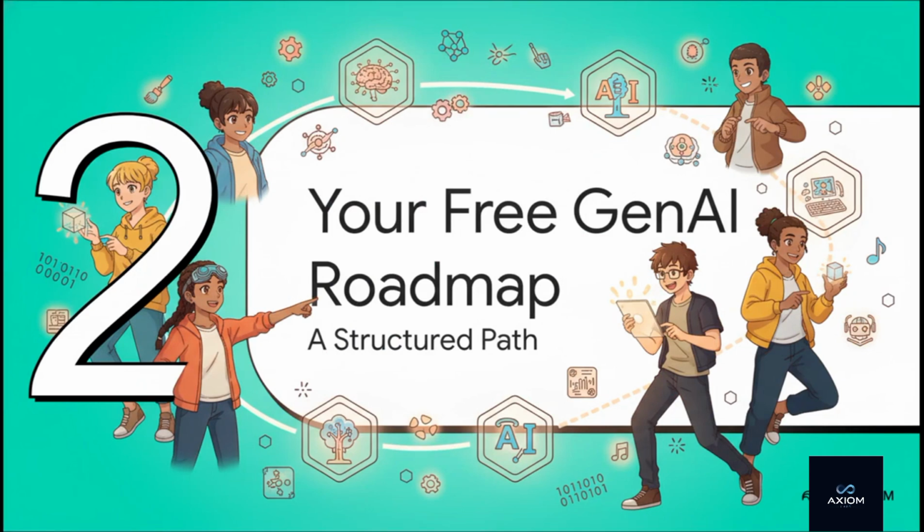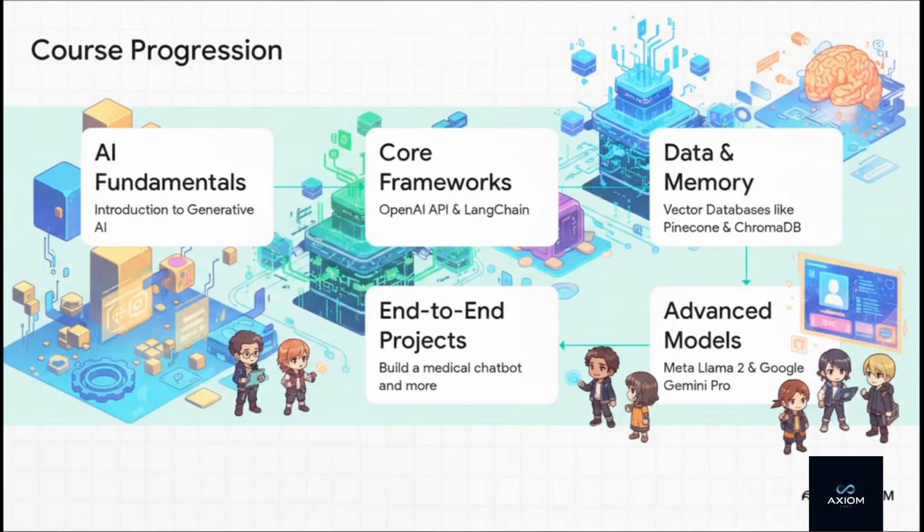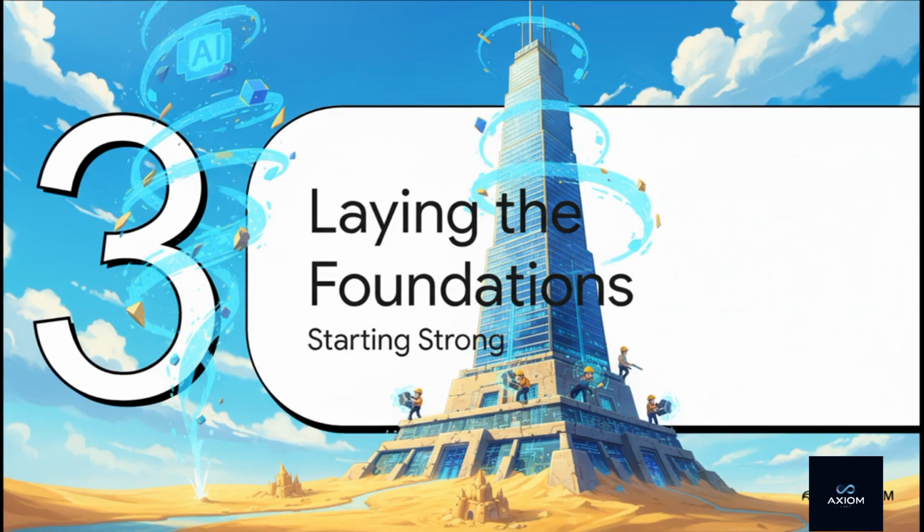This course is designed to be that structured path. It's built to bring a little bit of order to all that chaos. Let's see what that roadmap actually looks like. Okay, so the structure here is just really smart. It's a logical progression. You start with the fundamentals, the absolute basics, then you layer on the core frameworks you need. After that, you get into the nitty-gritty of data and memory, then explore some advanced models. And the grand finale? You bring it all together to build real end-to-end projects. See how each step just builds on the last? It's perfect.